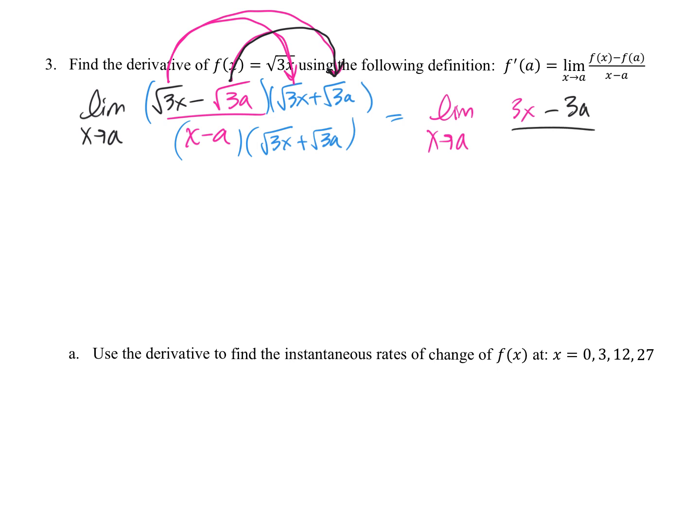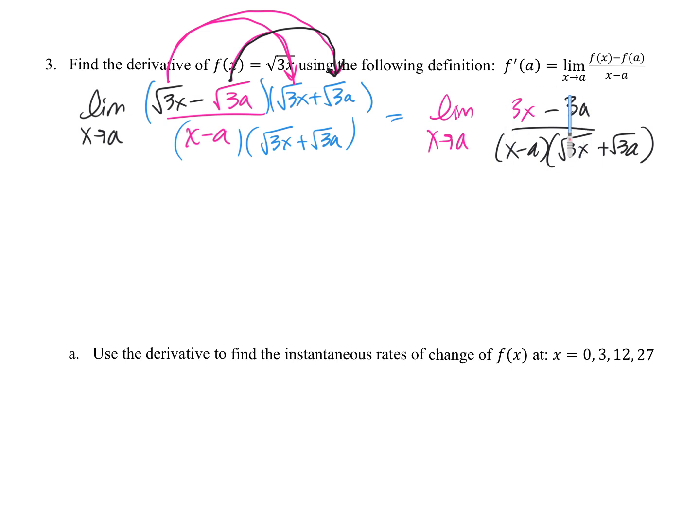On the bottom, if I were you, I would not distribute that out. Don't distribute it. It looks miserable. Just leave it as x minus a times root 3x plus root 3a. If I plugged in an a, I'd get 3a minus 3a, so I'd still get 0 over 0, because we haven't canceled anything out.